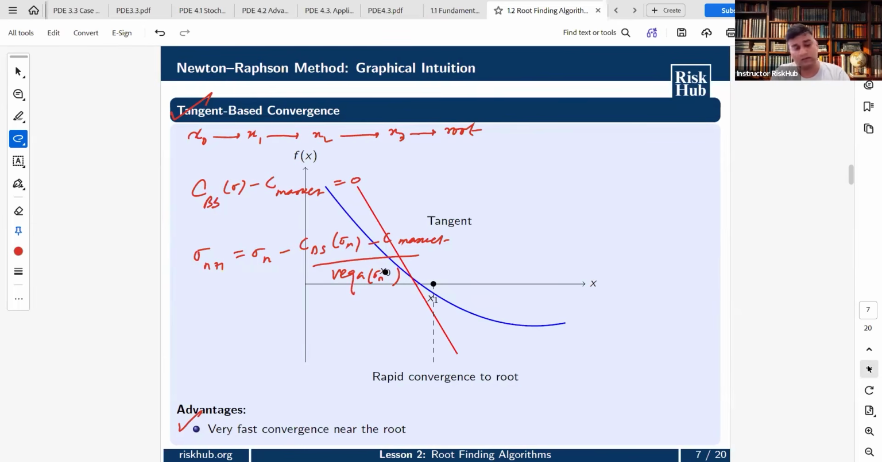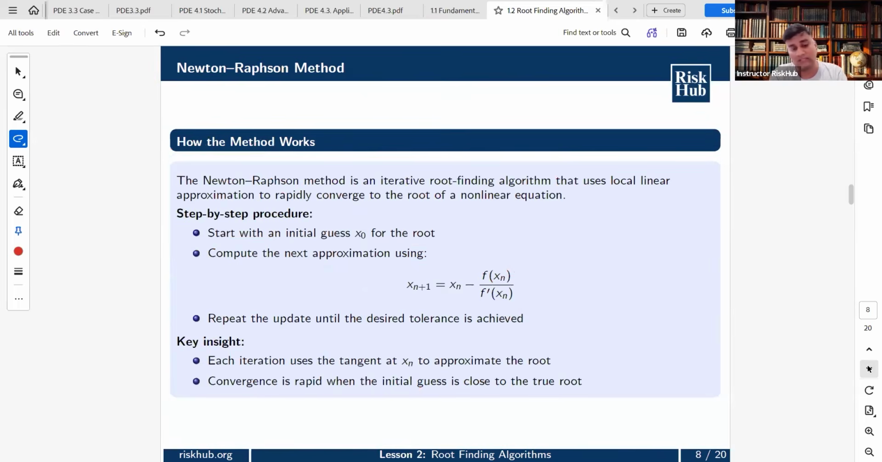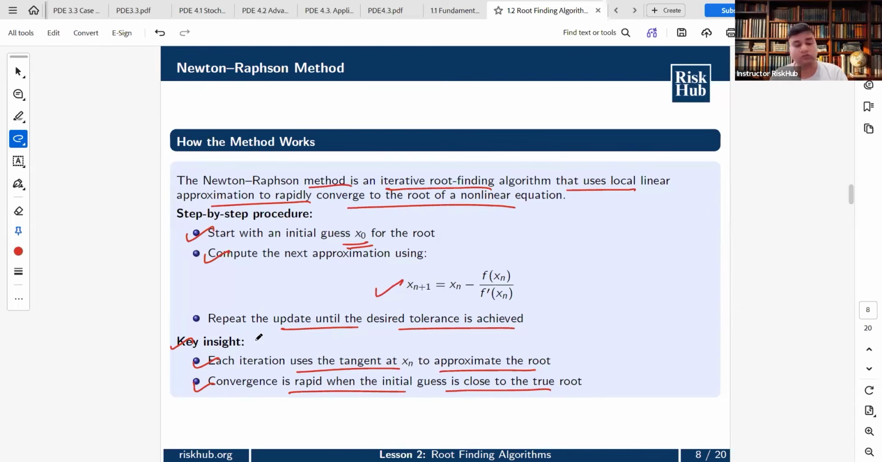Then we get into the next part, which is Newton-Raphson, how the method works. Basically, the Newton-Raphson method. Again, this is what we have discussed already. Newton-Raphson is an iterative root finding algorithm that uses local linear approximation to rapidly converge to the root of the non-linear equation. Start with an initial guess x0, compute the next approximation, and repeat the update until the desired tolerance is achieved. Each iteration uses the tangent at x_n to approximate the root. Convergence is rapid when the initial guess is close to the true root.